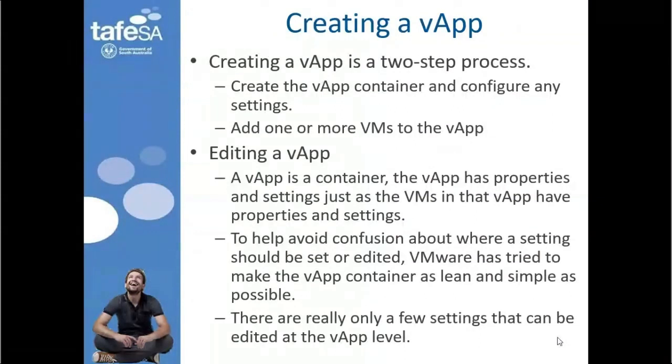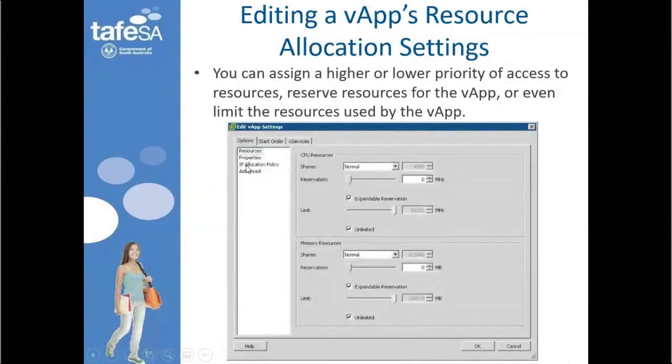When we create a vApp, it's a two-step process. We create a vApp container first of all. It's just a container. Then we add the virtual machines we need into the vApp container. We can then edit the vApp container. The vApp container has properties and settings, just like the virtual machines. But to avoid the confusion about where the settings should be edited, VMware tries to make the vApp container as simple as possible. Lean means there's not too much extra wastage. So as simple as possible. There are really only a few settings you need to do at the vApp level. So let's look at this.